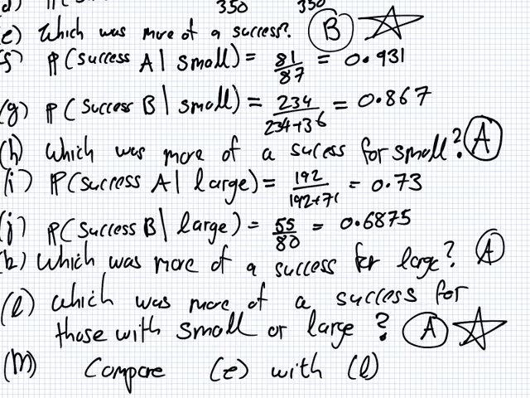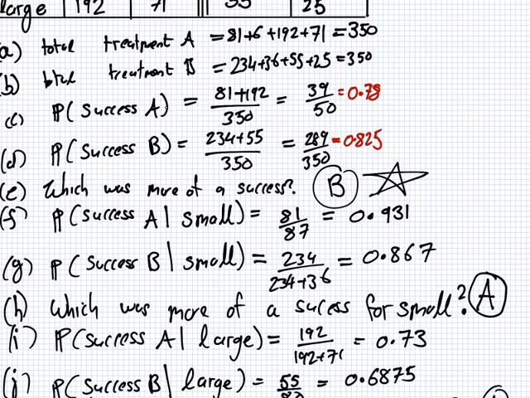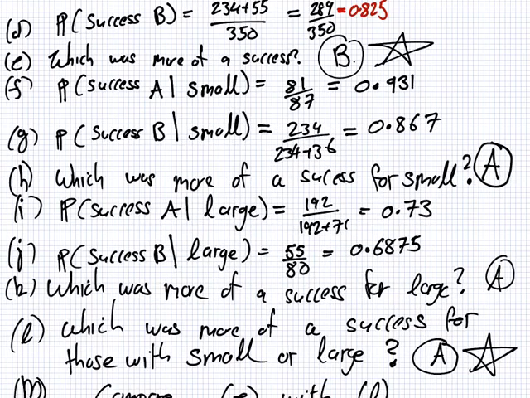Okay. At the very beginning, we worked out how successful A was and how successful B was, and our conclusion was that B is more successful than A. Fine. Now, later in the question, we looked at the groups separately. We looked at people with small kidney stones. Which treatment was better for them? A. We looked at people with large kidney stones. Which was more successful? A.